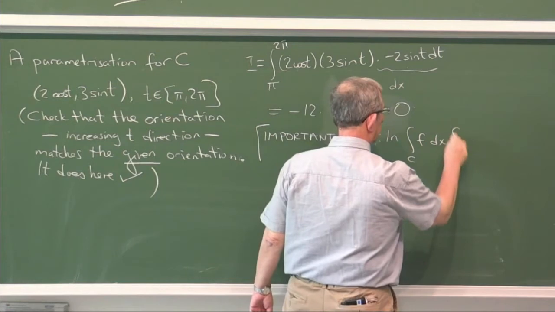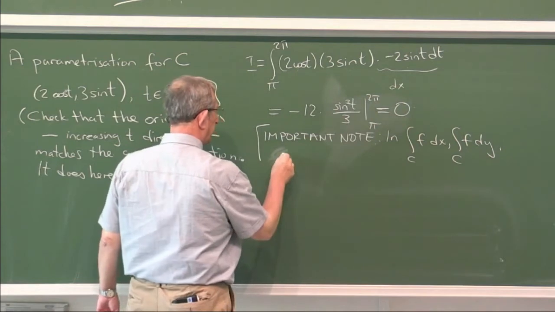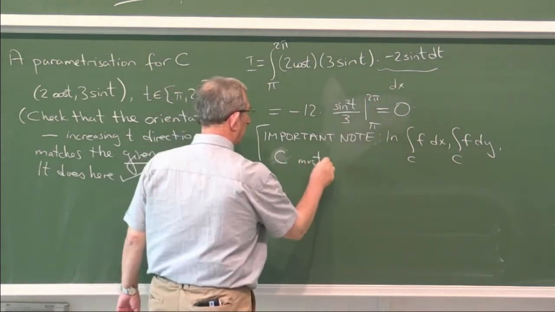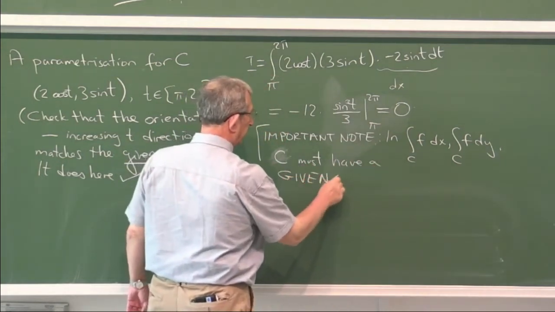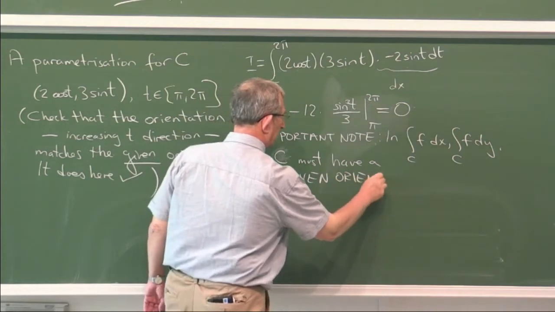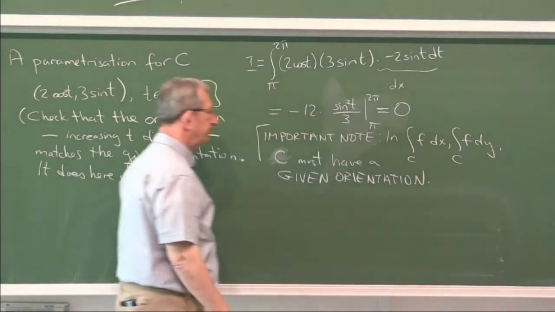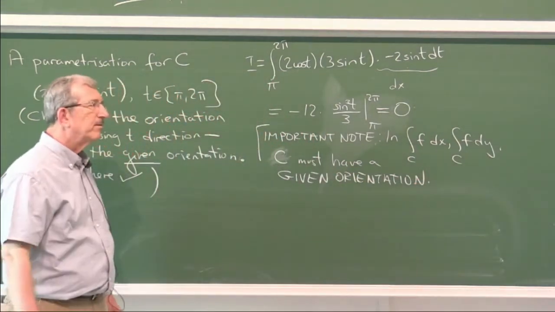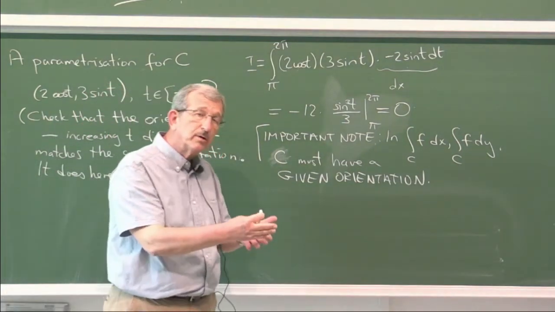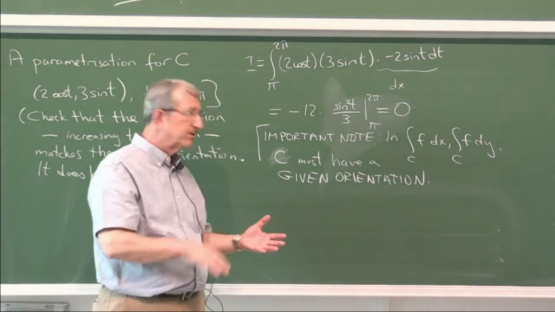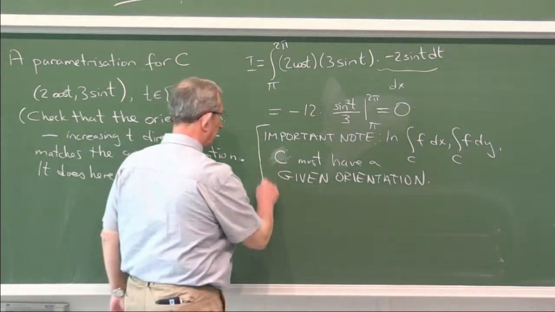In f dx or f dy, C must have a given orientation. Well, why again? Because in the limit, we have x_i minus 1. If the orientation is changed, it will just be the negative. So everything will change.